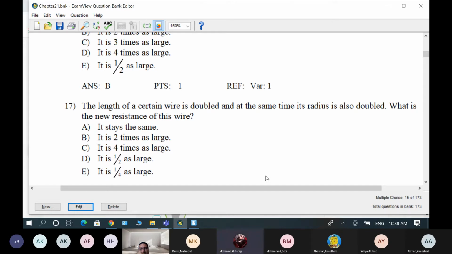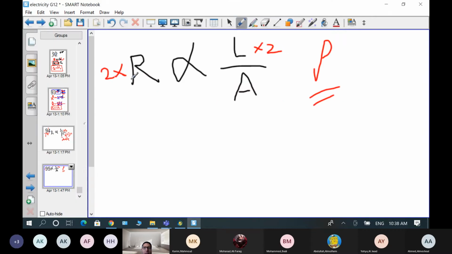So the length of a certain wire is doubled, and at the same time its radius is also doubled. You have to do both, so don't get confused and subtract. You double the length, and at the same time you double the radius. We don't have radius in this equation, so we have to convert area into radius, which is area equal to pi r squared. Area, the cross-sectional area, is proportional to the radius squared, so we can replace this relationship as follows.